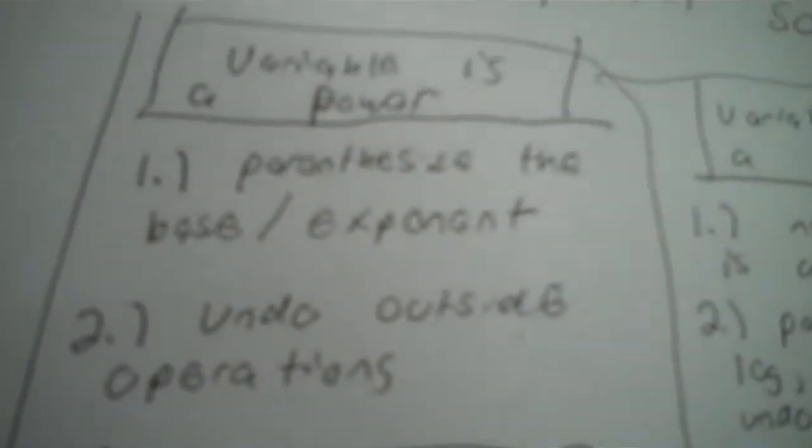Okay, moving right along. 5 times e to the 2x power equals 300. So I need to solve for the x variable. E is not your variable. The variable's x. And now we're back to having the x in a power. Okay. So you parenthesize the base and the exponent. Undo outside operations. You got a times 5, so you need to divide by 5. That takes you to 60. Now it's an OR, okay?